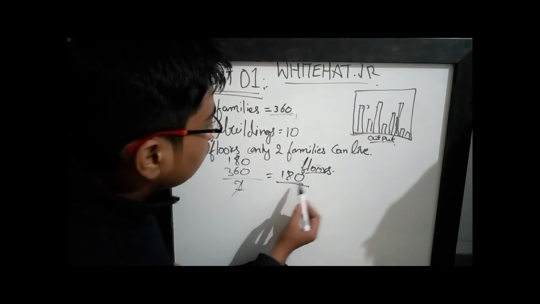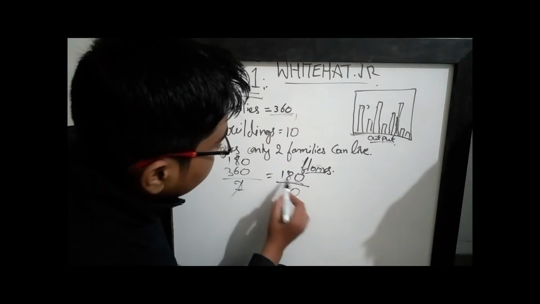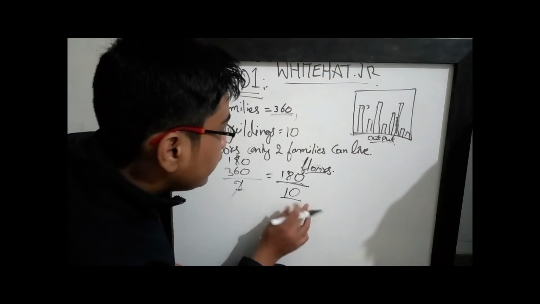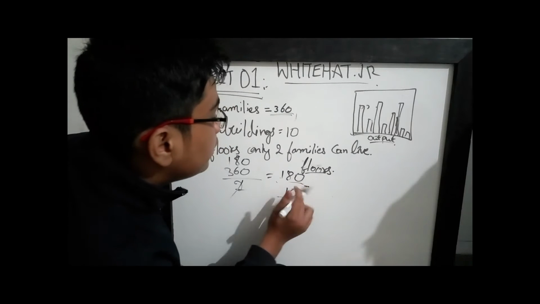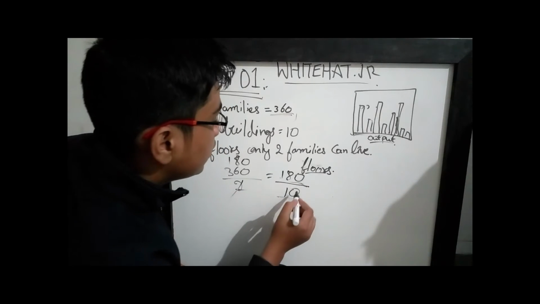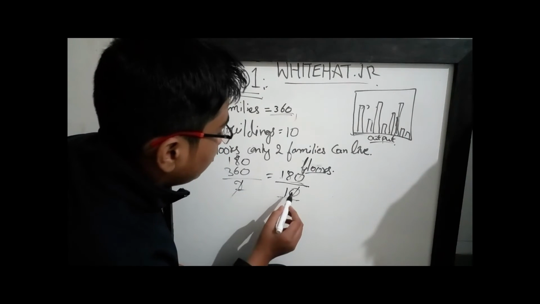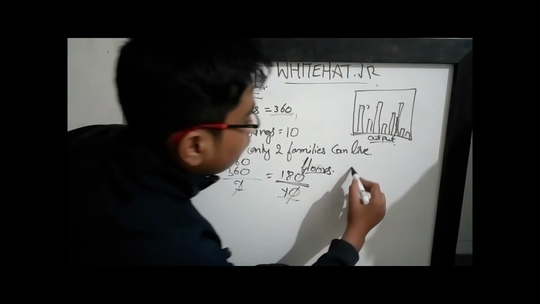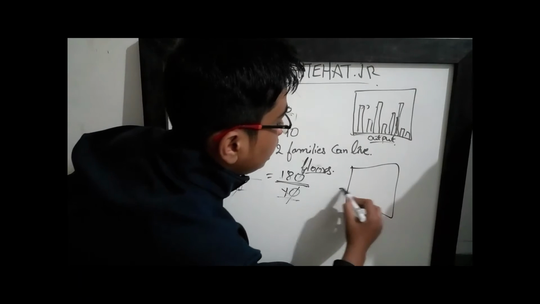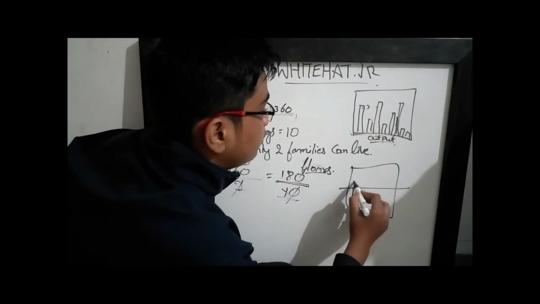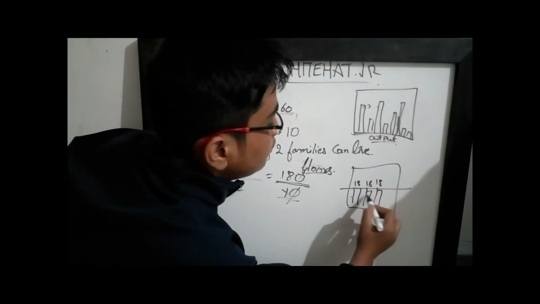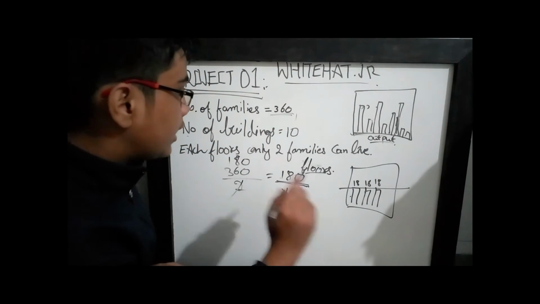Now you can divide it by 10, because the number of floors you have to build is 180, and you have to fit these 180 floors in 10 buildings. So the 0 gets cancelled, and that's it: 18. You can build it like this: 18, 18, 18, 18, the same 18 ten times, and you will get the answer.